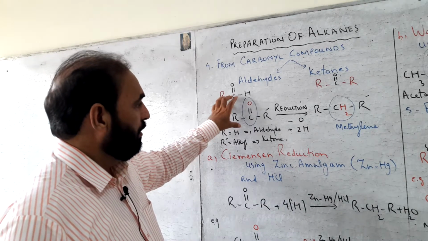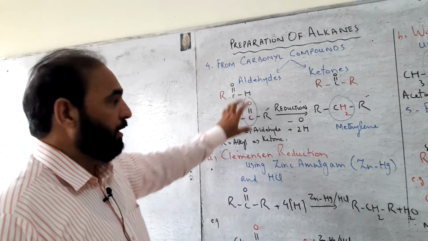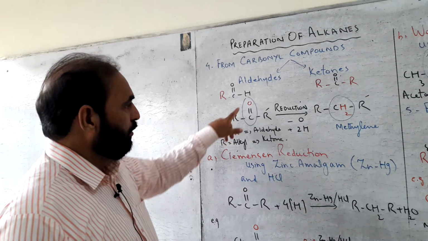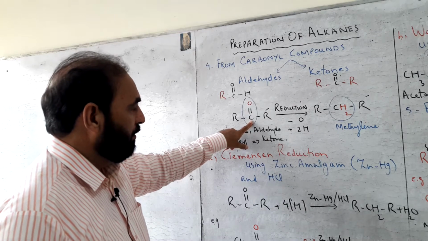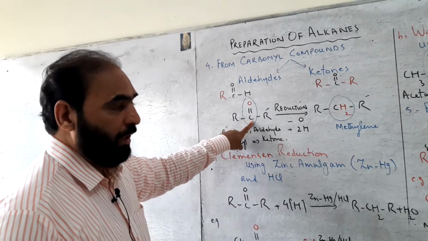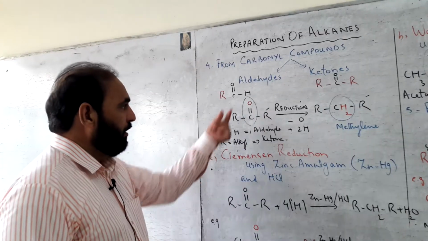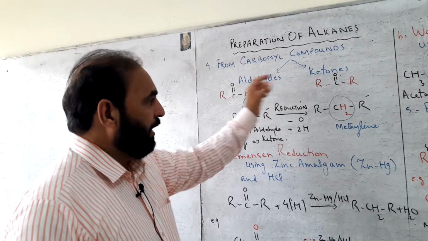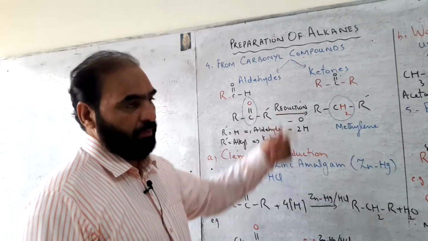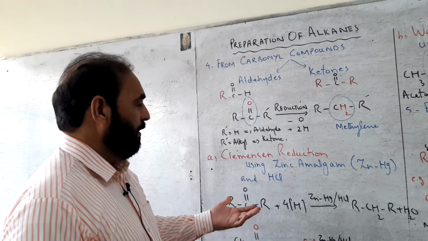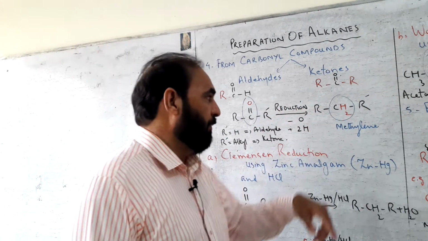If we want to change a carbonyl molecule into an alkane molecule, we have to remove the oxygen attached on the carbon atom, and two hydrogen atoms have to be attached with the carbon of the carbonyl group. Removal of oxygen and addition of hydrogen is a process which is called reduction. So by reducing a carbonyl compound, we get an alkane.